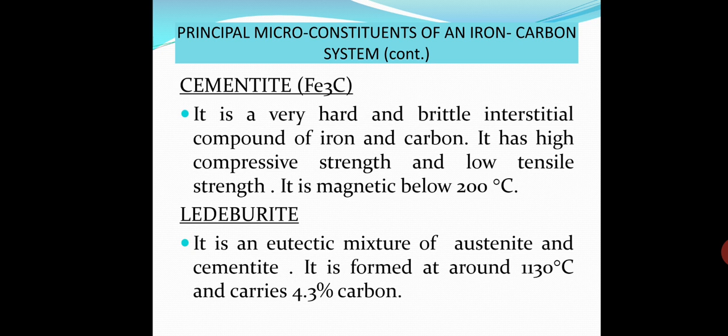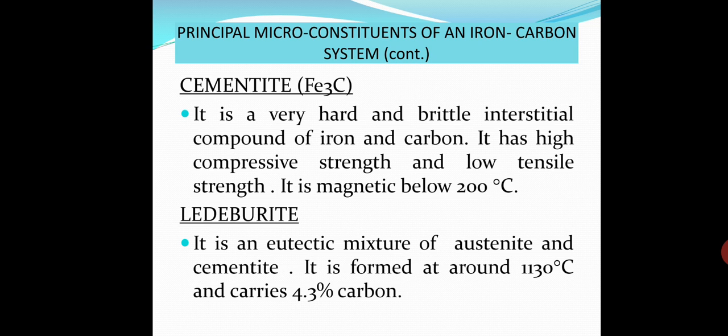So next is cementite, iron carbide. It is a very hard and brittle interstitial compound of iron and carbon. It has high compressive strength and low tensile strength. It is magnetic below 200 degrees centigrade. So, cementite is very hard.